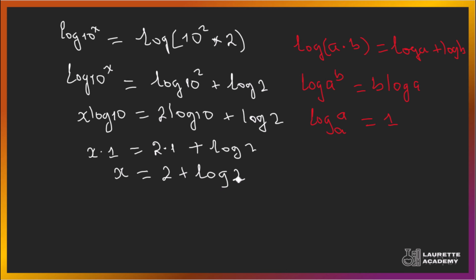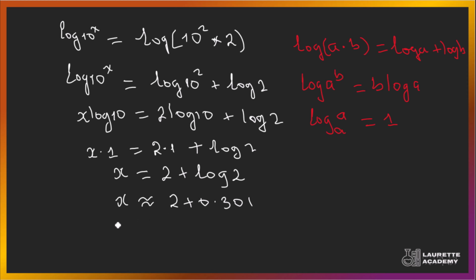All right, we can leave the answer like that, or if you will, you can use a calculator to find the value of log 2 base 10, and that value is approximately equal to 0.301. So we have that x is approximately equal to 2 plus 0.301, which is equal to 2.301.